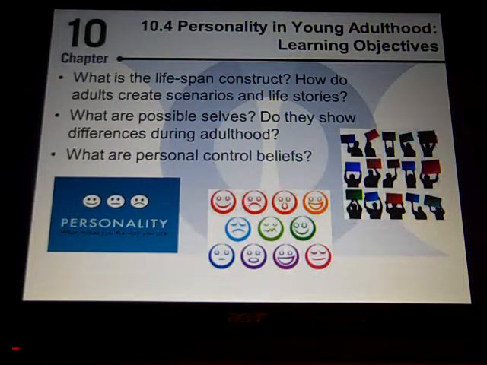Personality in young adulthood. So we're switching over to something a little different. We've talked a little bit about personality in our class. What is the lifespan construct? How do adults create scenarios and life stories? What are possible selves? Do they show differences during adulthood? And what are personal control beliefs?